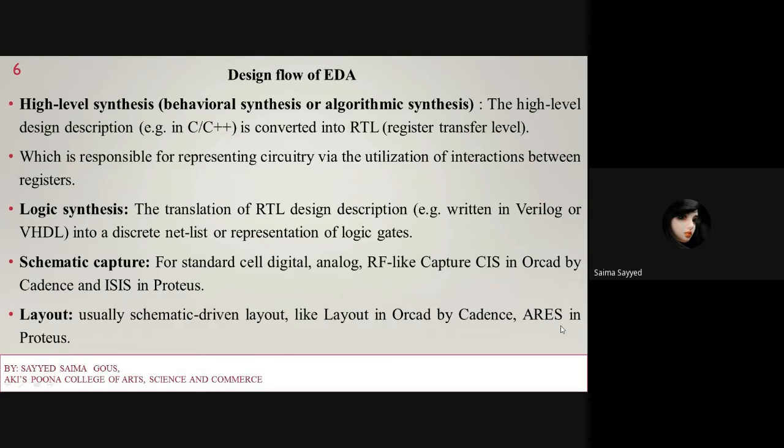So this is the design flow of EDA. First, the high level description is converted into RTL, then RTL is converted into discrete form, and that data is represented in logic gates. Then we have to design the actual system and simulate it using the two softwares, and then that particular layout is designed or formed.